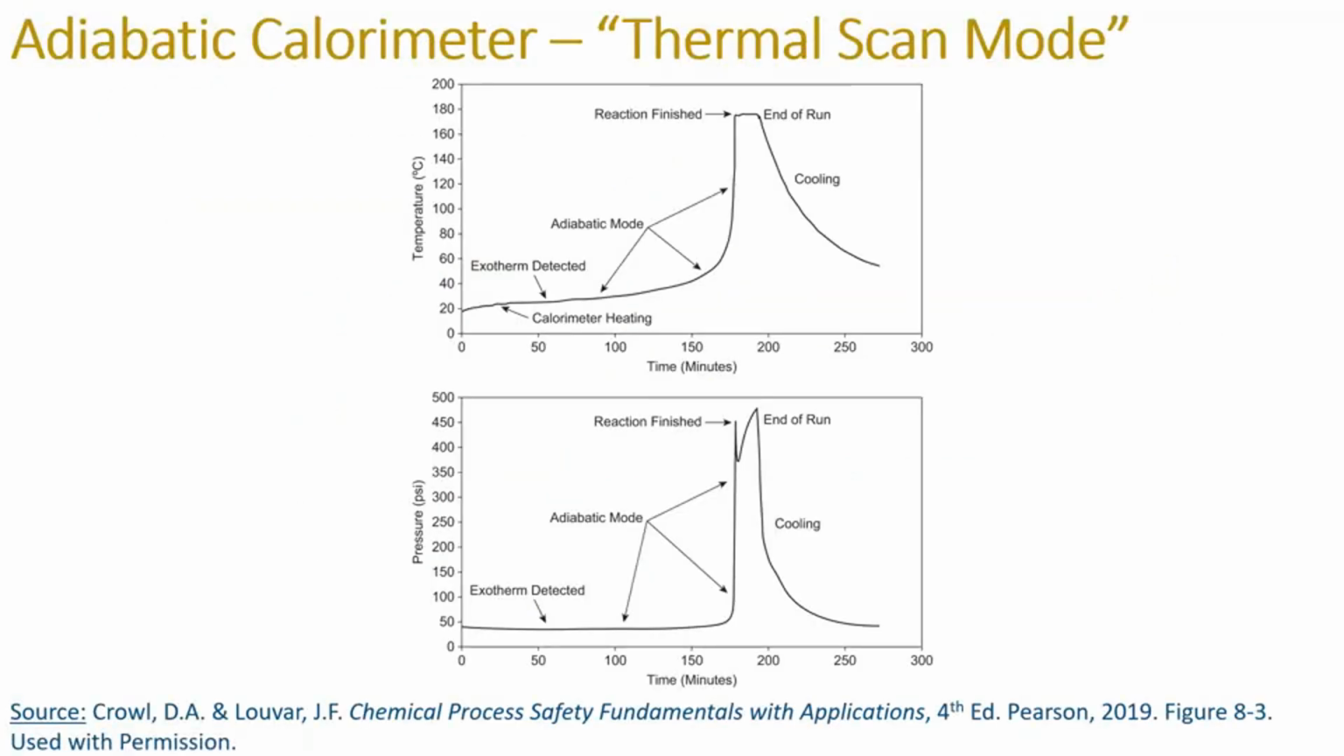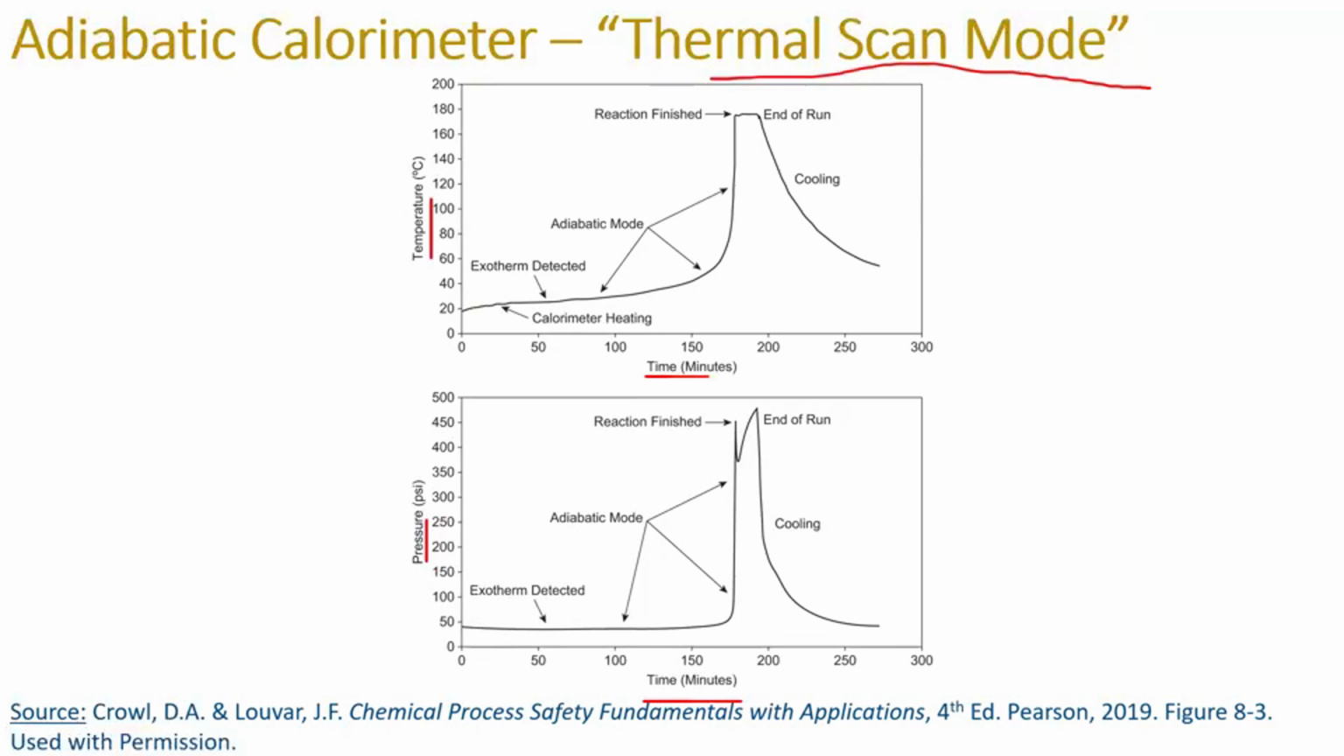Most calorimeters have two modes of operation, and the most common of these is called thermal scan mode. The figure here from the Crowl and Louvar Chemical Process Safety Fundamentals textbook shows an example data set for temperature versus time and pressure versus time when running in thermal scan mode. In particular, this data set comes from a methanol and acetic anhydride reaction carried out in an automatic pressure tracking adiabatic calorimeter.